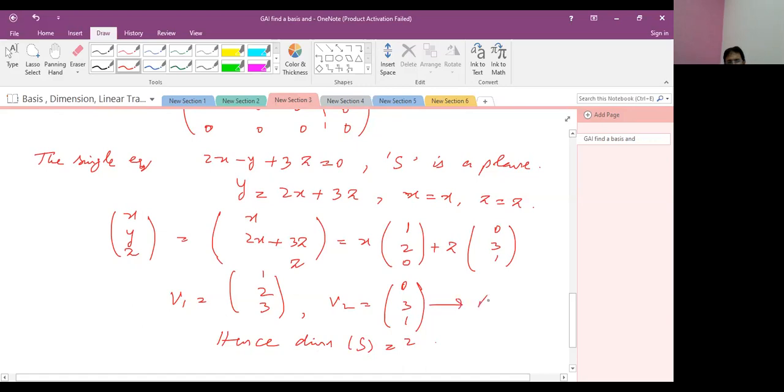These are the bases. So find the basis and dimension. The dimension of S: there are two vectors only, so the dimension of S is 2, the number of the given vectors.